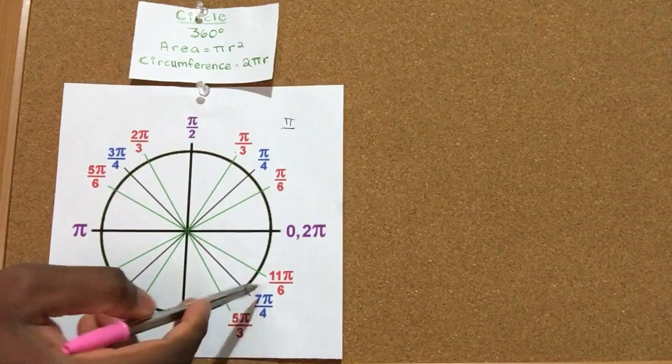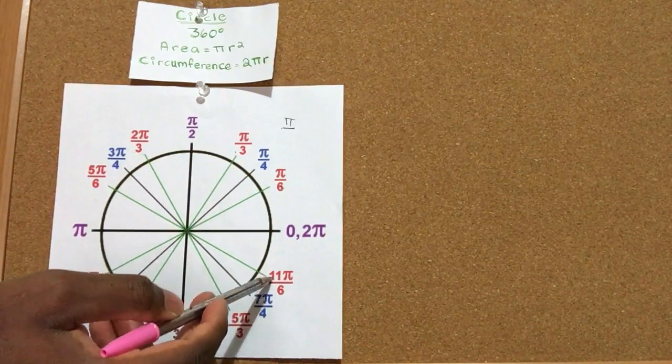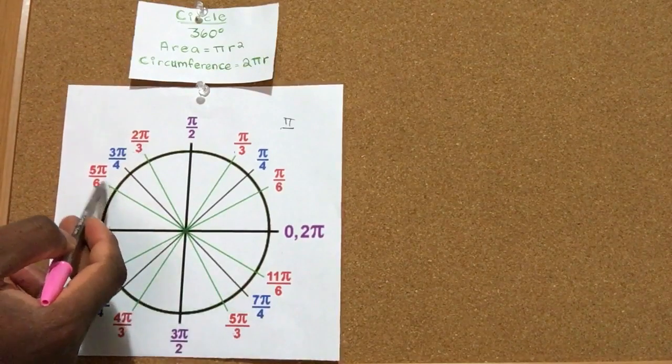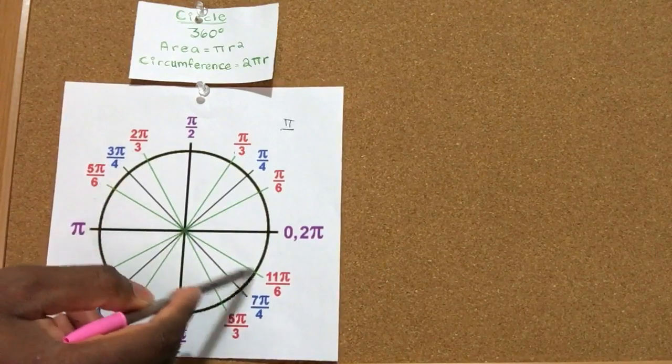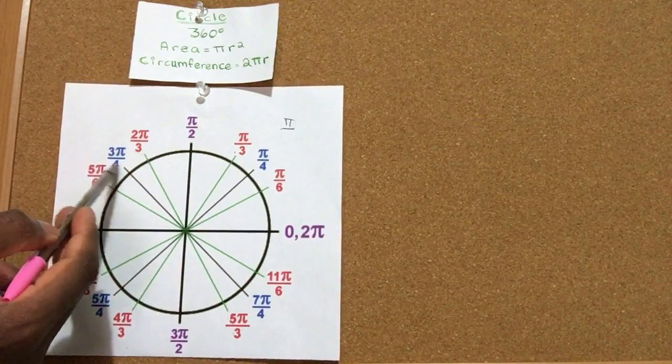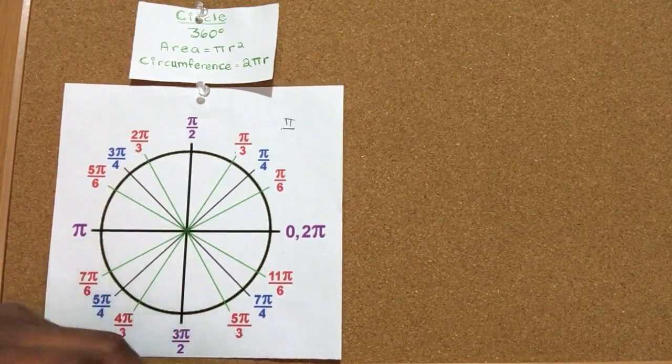And another thing I've noticed, if you look at the radian measure directly across this and you add the numerator and denominator, you get this numerator. So 5 plus 6 is 11, 3 plus 4 is 7, and 2 plus 3 is 5.